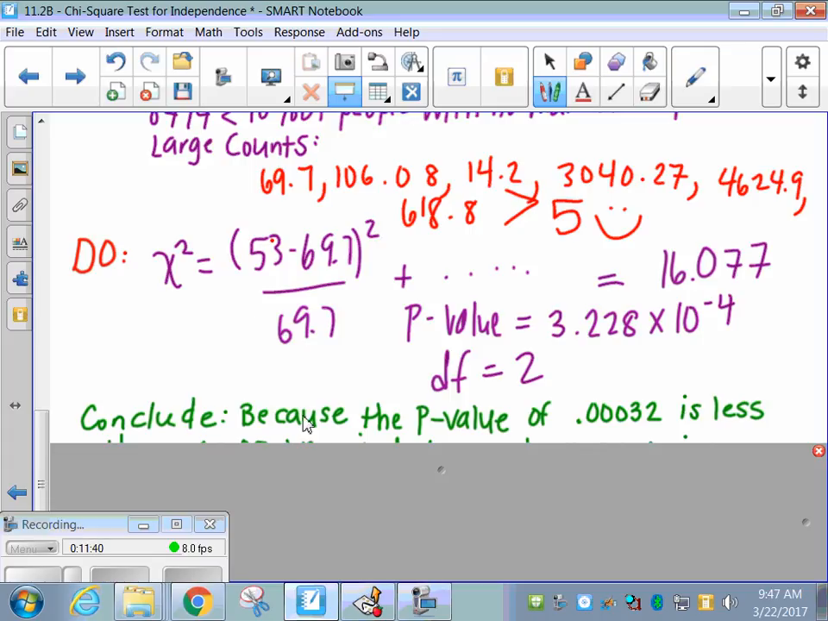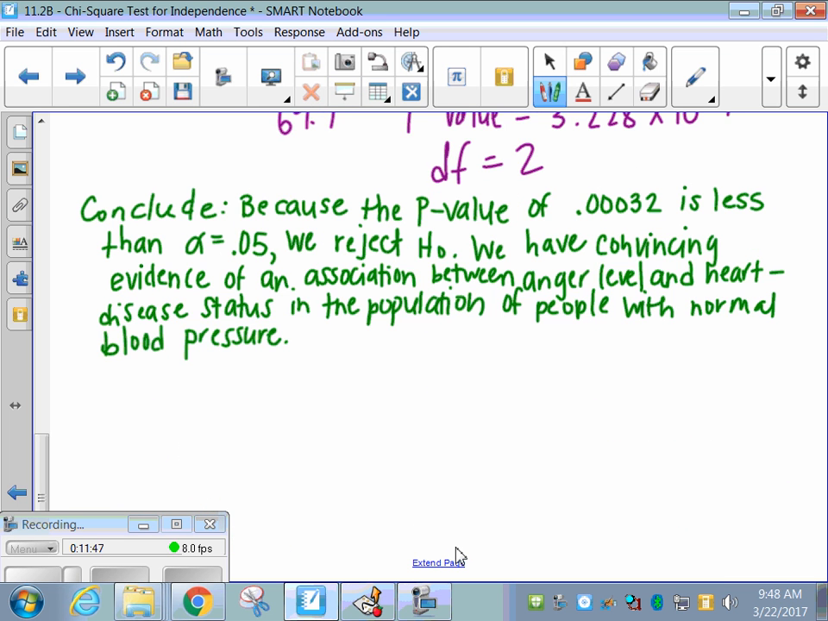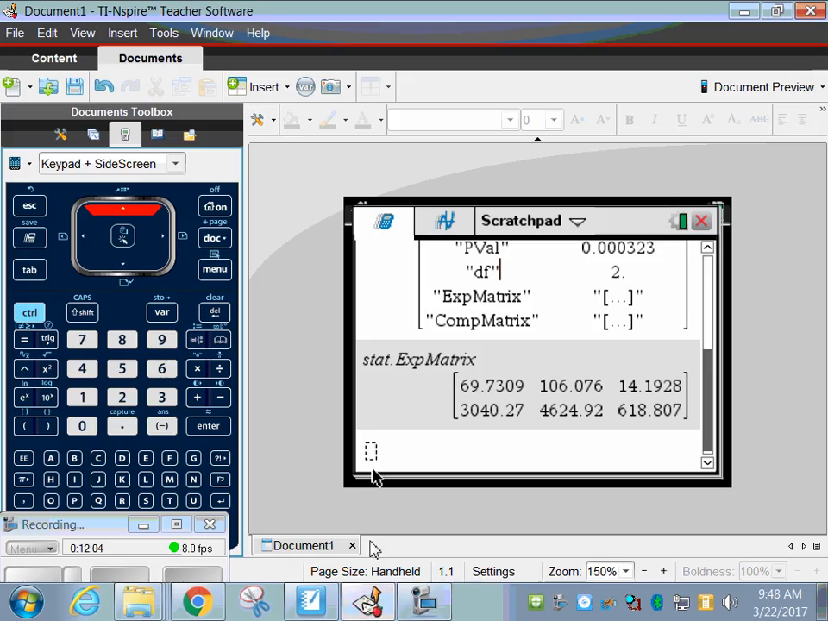Okay, cool. All right, so we can make our conclusion now because we have a really small p-value. We will reject the null. We have convincing evidence of an association between anger level and heart disease status in the population of people with normal blood pressure. Because we got a significant result, what should we do? A follow-up analysis. So on your calculator, it will give you the components, which is really nice.